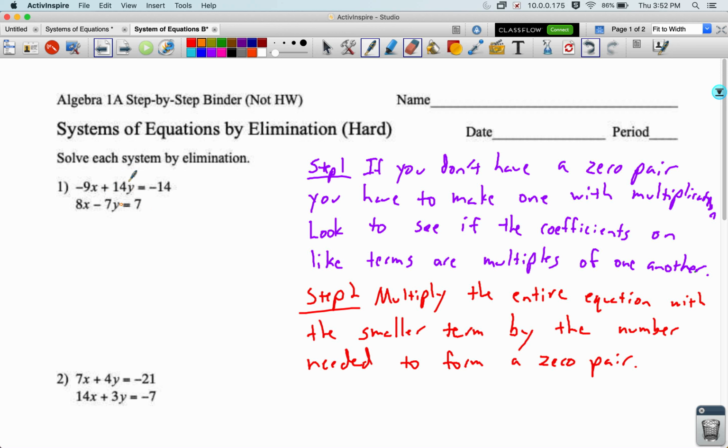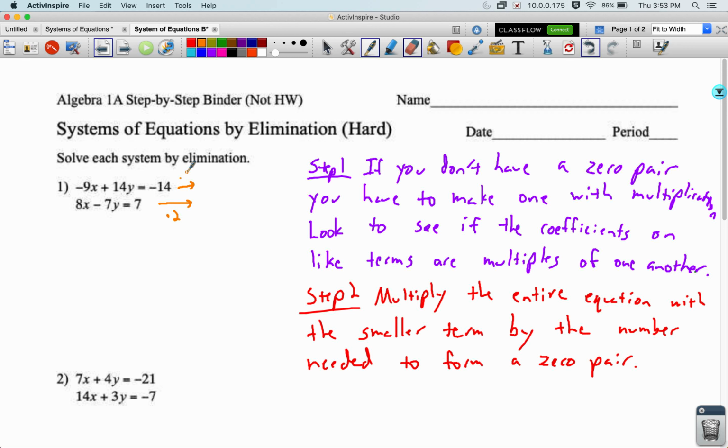So I see that the top equation has a 14y. The bottom equation has a negative 7y. The zero pair of a positive 14y is a negative 14y. So what do I multiply my minus 7y by to get a negative 14y? Well, I multiply it by a positive 2. That way it stays a negative 14. I need to get to negative 14. I'm at negative 7, so I multiply by 2.